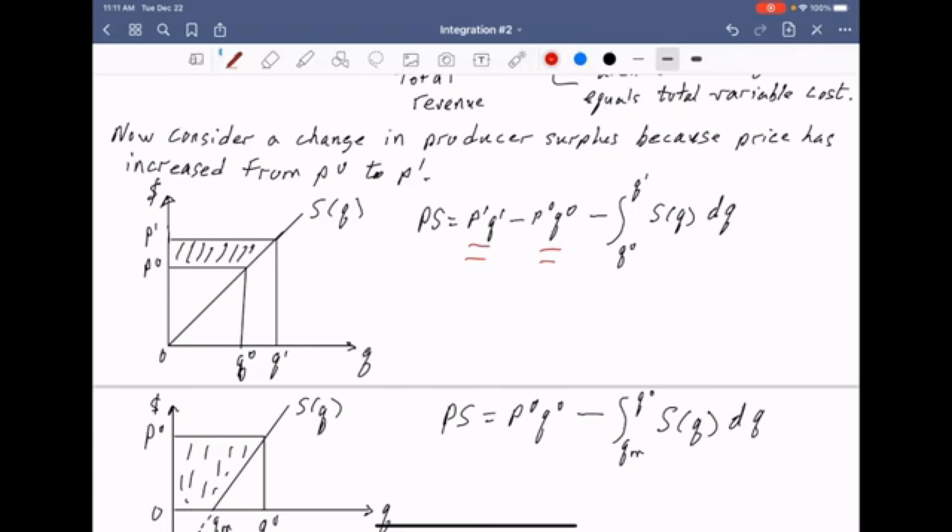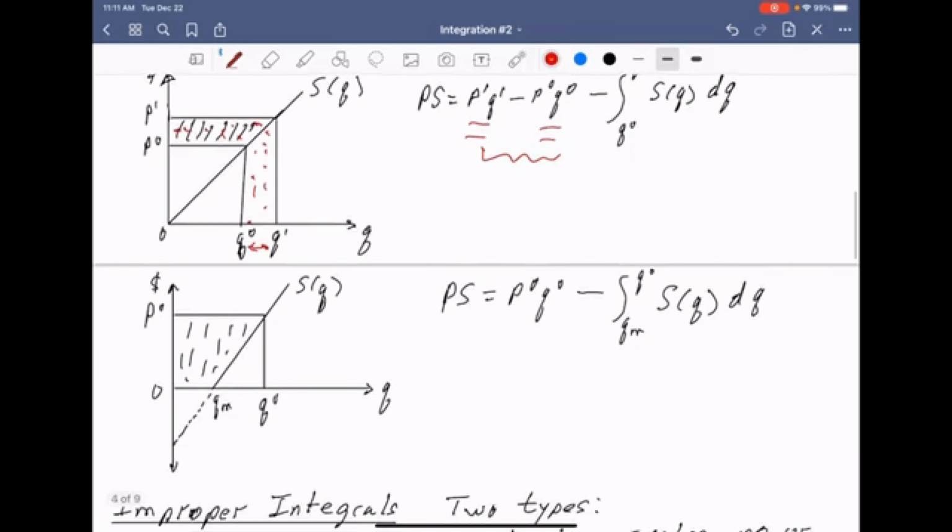So in other words, we're looking at this entire area here that I'm dotting in red, and we're then subtracting from that dotted area, which is given by these two expressions. We have to subtract from that the area from Q0 to Q1, the area under the supply curve.